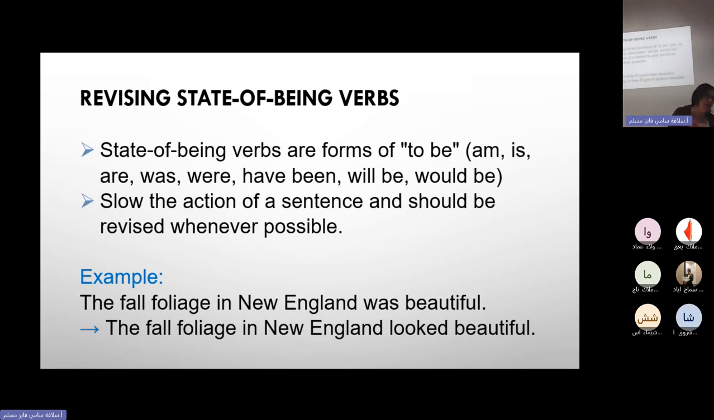How can we make it more beautiful? We use a more lively verb. The fall foliage in New England looked beautiful instead of was beautiful, which everybody uses. So we use lively verbs. Okay?